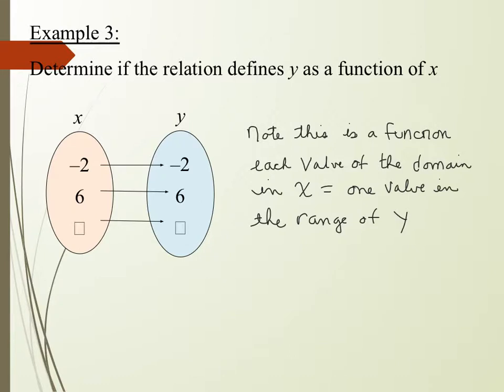In example 3, we determine if the relation defines y as a function of x. And so for each x, we see we have just one value of y, regardless of what the symbol is. We can put any number in for x and get the same number for y. This is a function because for each value of the domain in x, there's only one value in the range of y.